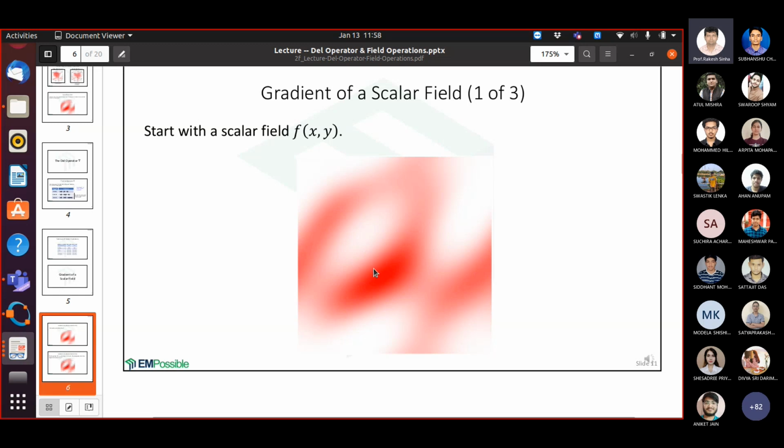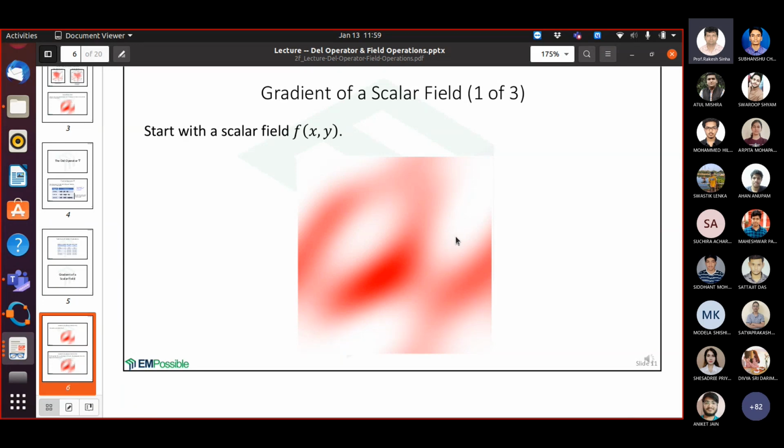If you consider that the darker area is low amplitude, and the lighter area is high amplitude, then you can see the slope. If I stand here, the slope will point this way. If I stand here, the slope will point this way. That is basically the meaning of the gradient.